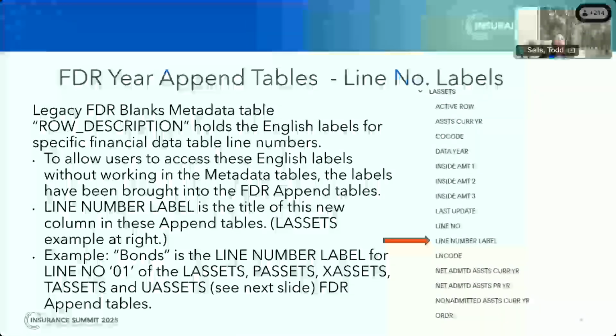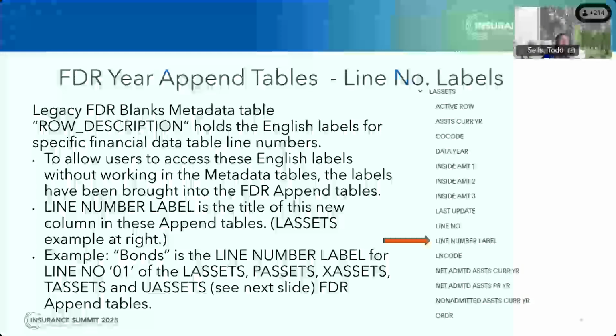And it also lets you preview things. I used to have to look at the blank a lot to find out what those row descriptions were because I don't have the line numbers memorized, right? I'm like, oh Lord, what's line number 15 on the assets table? I better go look at the blank. Well, now I don't have to do that. I can just look at the L assets table and pull up line number label, and I know what line number 15 is because I can have the line number label value right there.